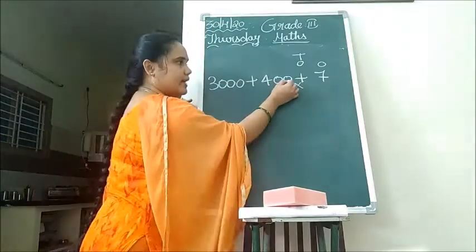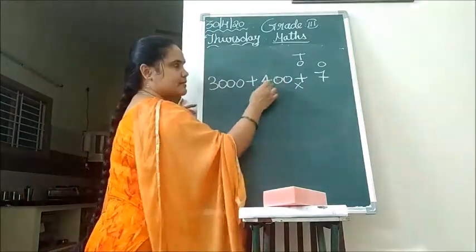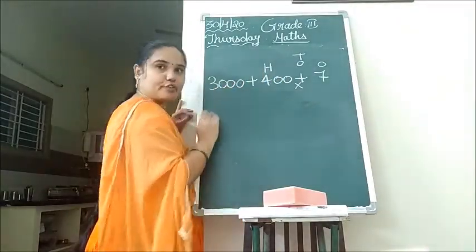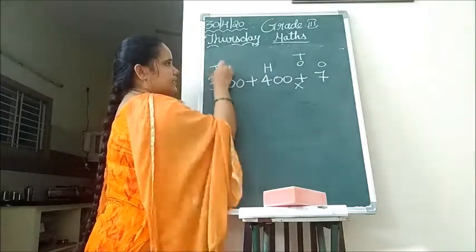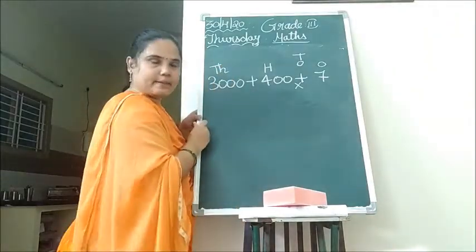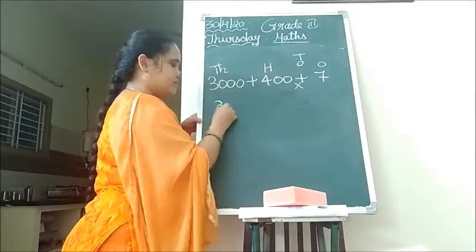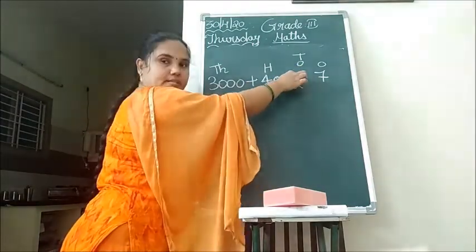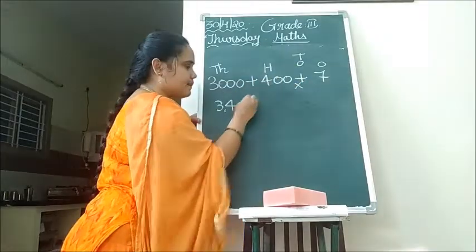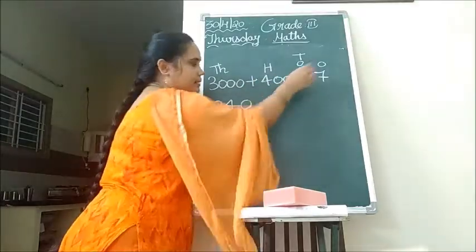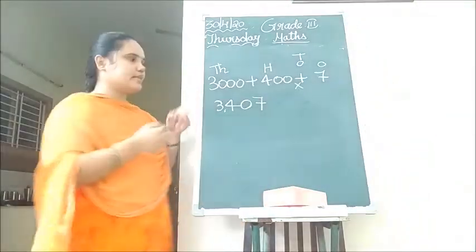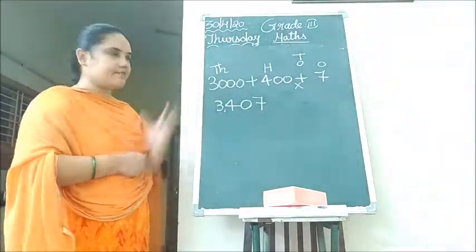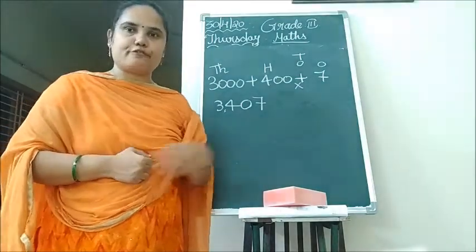Okay, now see 400. 1, 2, 3. Three digits. Three digits means which place? Hundreds place. See 1, 2, 3, 4. Four digits. Four digit number means which place? Thousands place. Now write the number. How many thousands? 3000s. How many hundreds? 400s. Here tens place is not given. So what do we write in the tens place? 0. How many ones? 7 ones. So what is the number, children? 3407. In this way we write the numbers in short form.